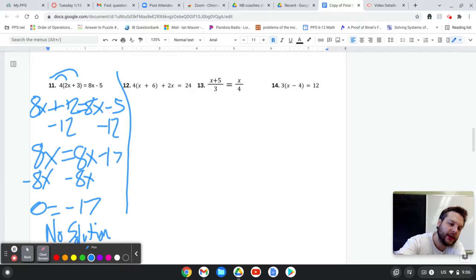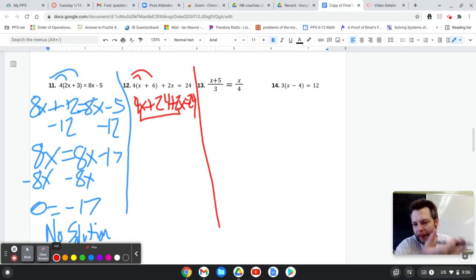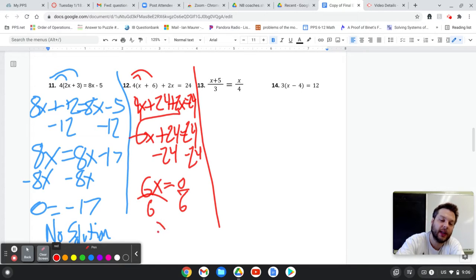Okay, now looking at number 12. It's got parentheses. We know what to do. Multiply. So 4 times x, 4 times 6. Next, I've got x's on the same side. I don't need to do the opposite because they're not on opposite sides. They're on the same side, so I just add 4x plus 2x, and I get 6x plus 24 equals 24. Minus 24 from both sides, so I get 6x equals 0. Divide by 6, and I get x equals 0.